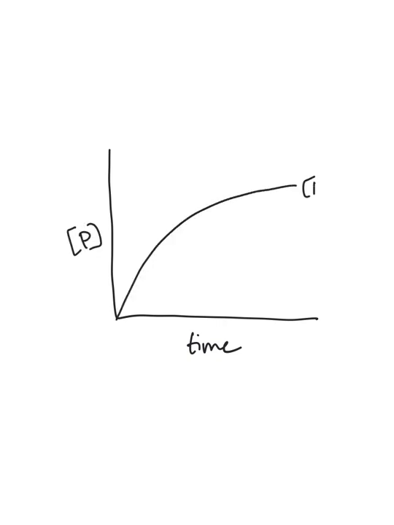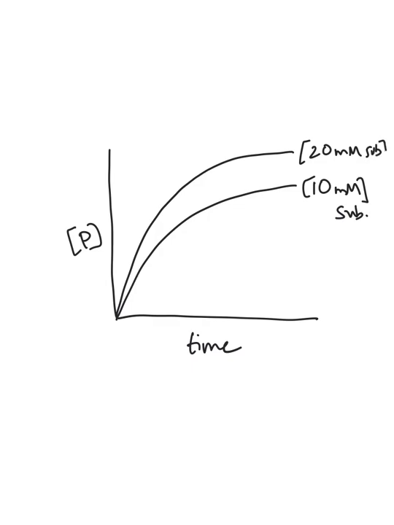So let's say you give your enzyme even more substrate. So this is 10 millimolar substrate. You're going to get even more product getting made because you started off with more substrate, and so on and so forth.